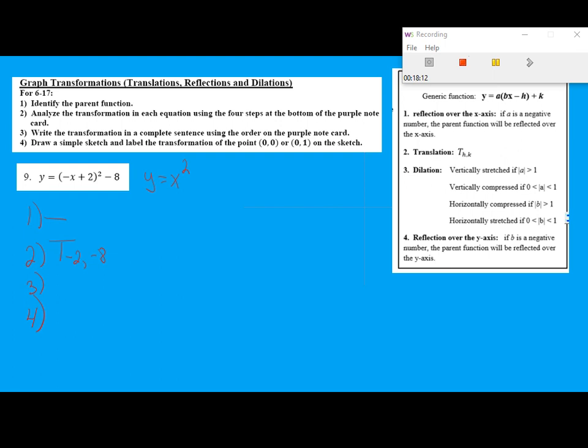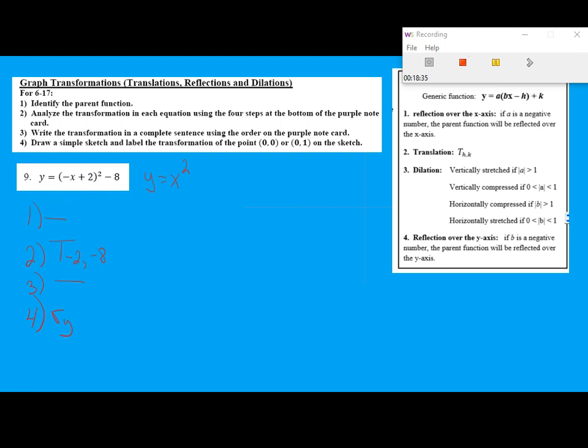We're going to look for any dilations. There's no number out front here, so there hasn't been yet. So there's no dilations. Then we're going to ask ourselves, has it been reflected over the y-axis? And the answer is yes, because there's a negative right there.